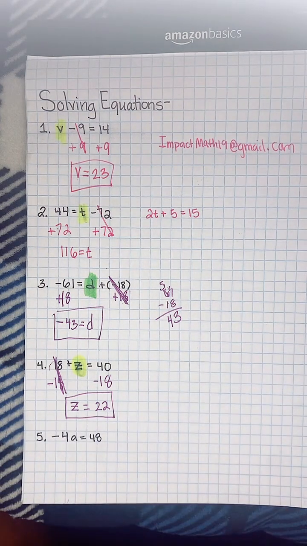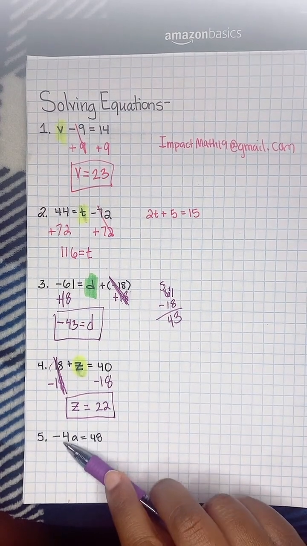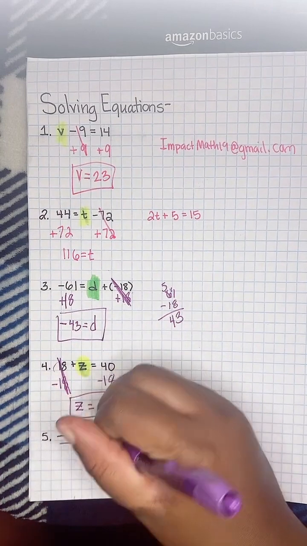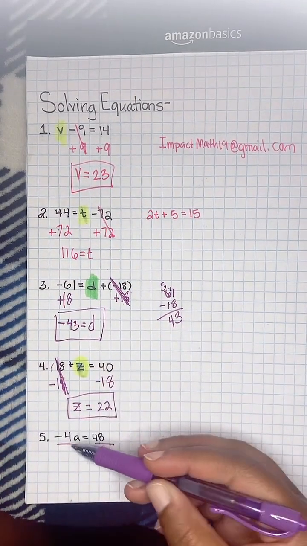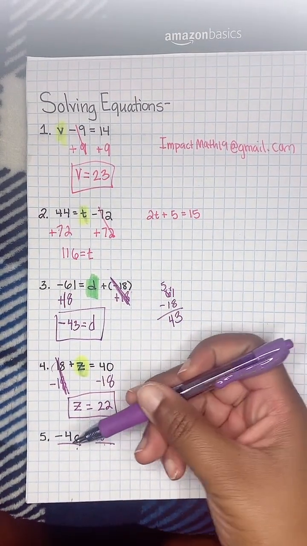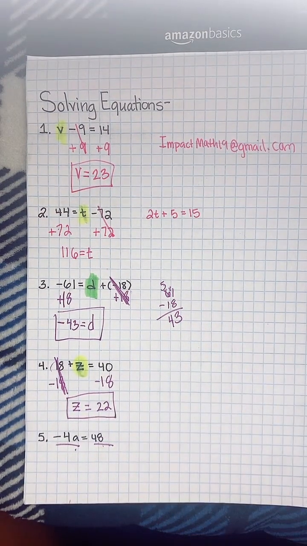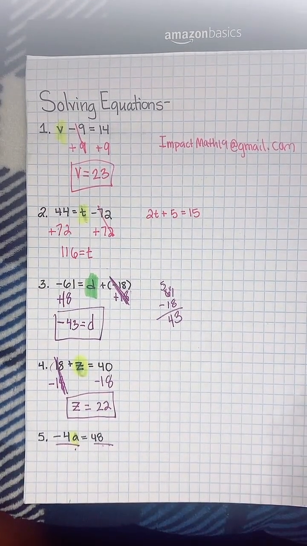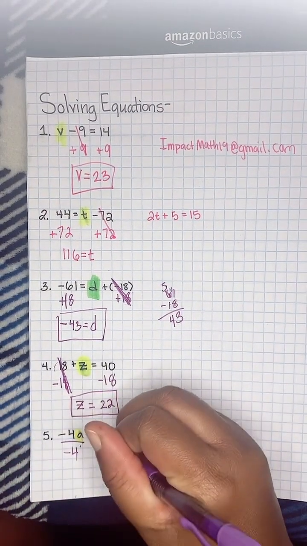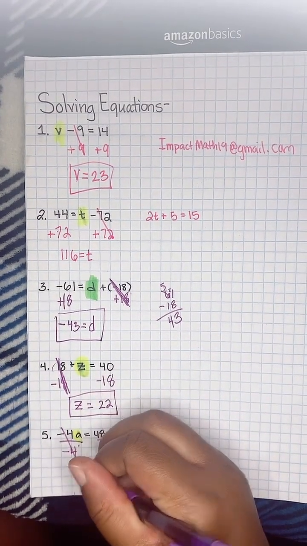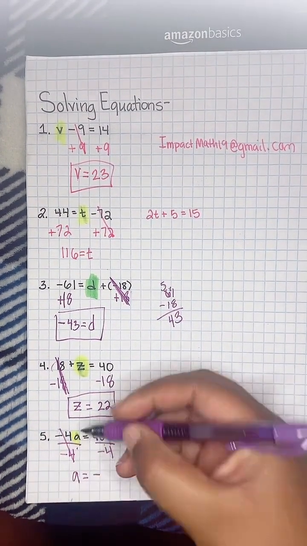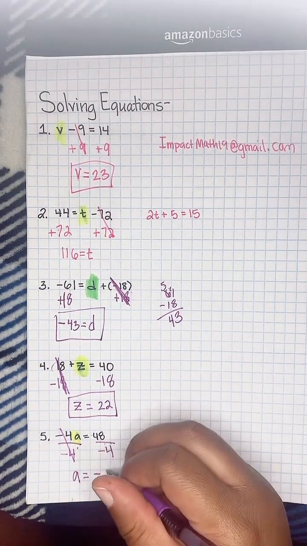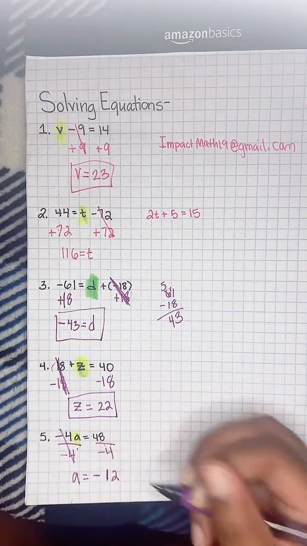Okay, whenever you have a number attached to a variable, the operation is multiplication. So we have to undo multiplication by division. And we divide by whatever is with the letter. Again, our goal is to get this a by itself. So I'm going to divide by -4 to both sides. And I get a equals a negative. A positive divided by a negative is always a negative. And then 48 divided by 4 is going to give us 12.